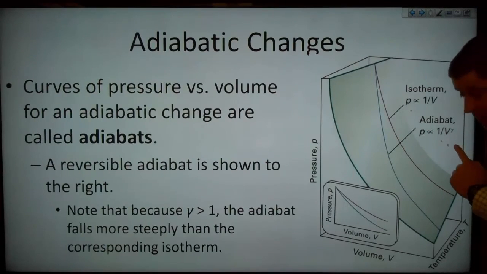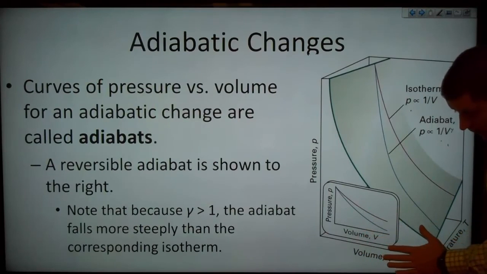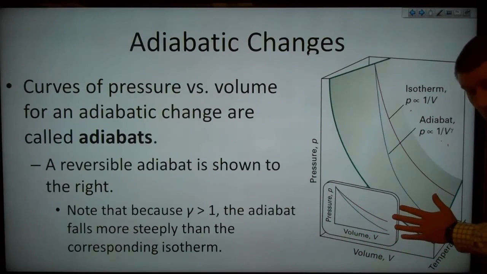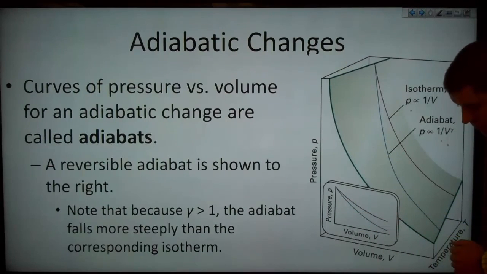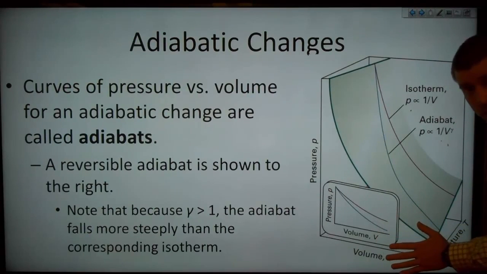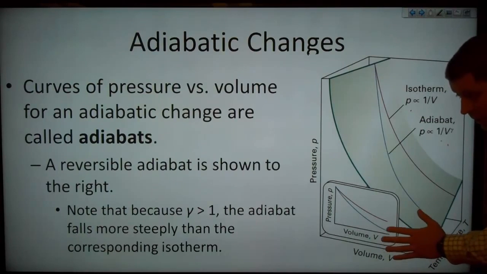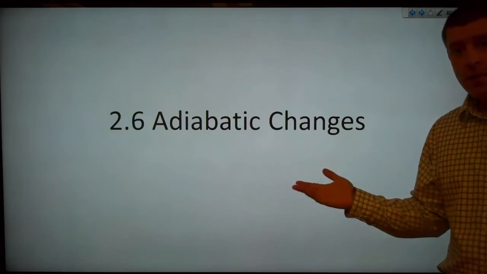And again, because gamma is greater than 1, if we plot pressure versus volume, where now we're ignoring the temperature change here, then the blue curve is going to drop more rapidly than the red curve is. Now this makes sense because we know that the pressure is going to drop as we lower the temperature. So if we're lowering the temperature and we're increasing the volume, then the pressure should drop faster than if we're not lowering the temperature. So that was adiabatic changes.